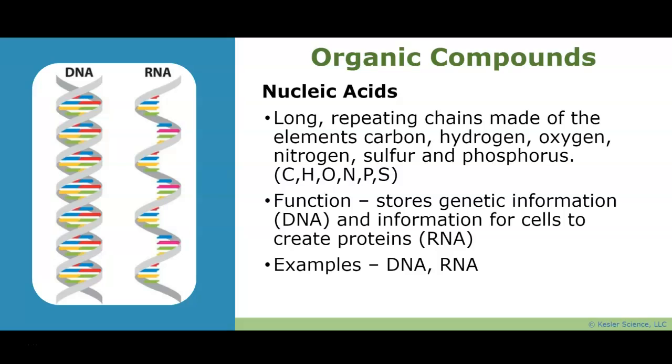So nucleic acids, that's what makes up our DNA and our RNA. Long repeating chains made up of the elements carbon, hydrogen, oxygen, nitrogen, sulfur, and phosphorus. And that stores our genetic information.